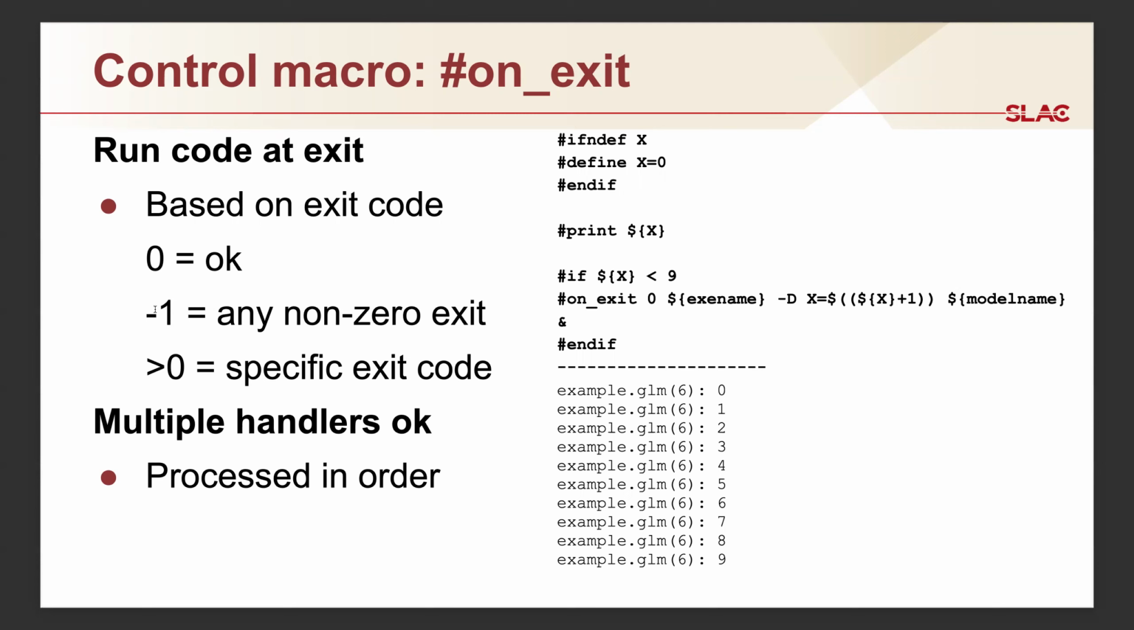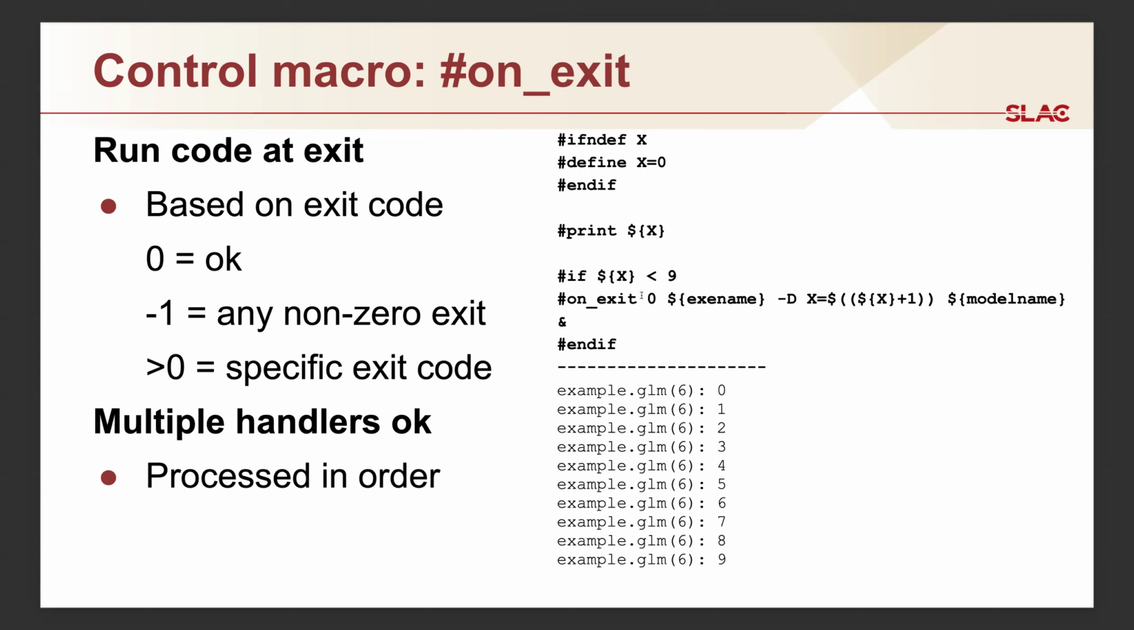If you specify on exit -1, that just means that any non-zero value would be considered a reason to run this script. And then if you specify a specific exit code, it will run this script only on that specific exit code. This can be used to do all sorts of interesting things.